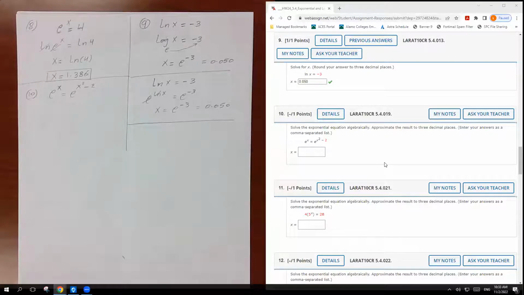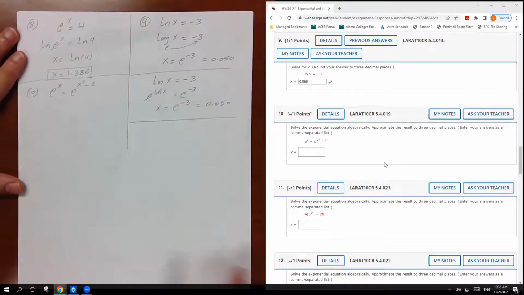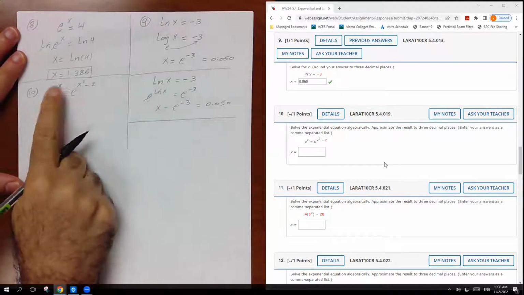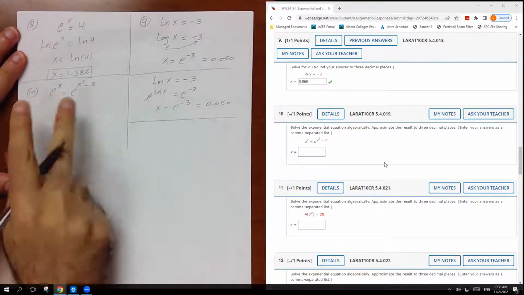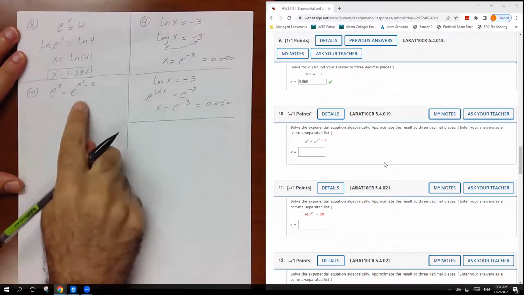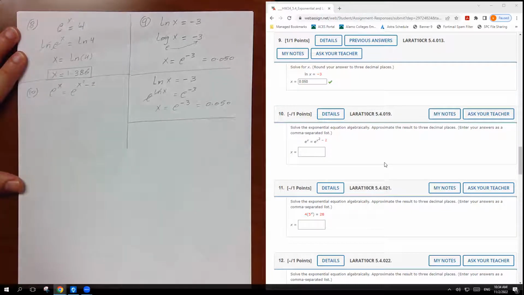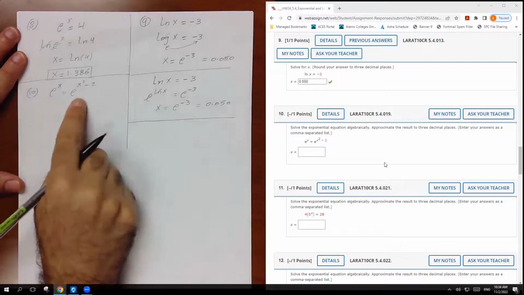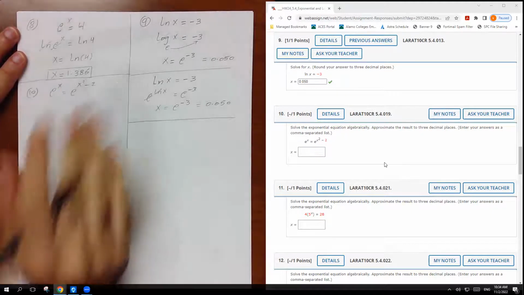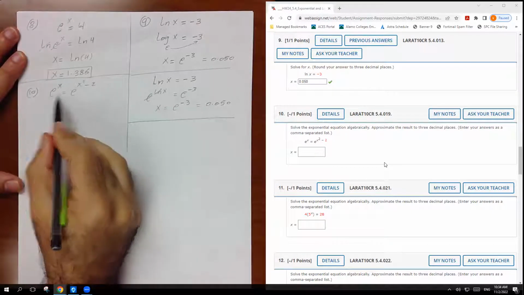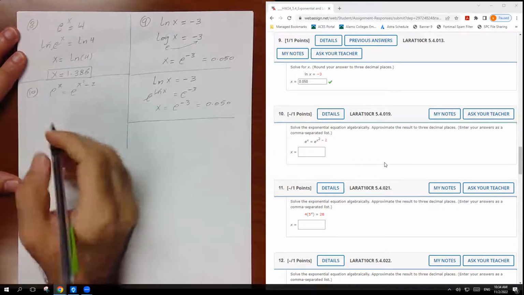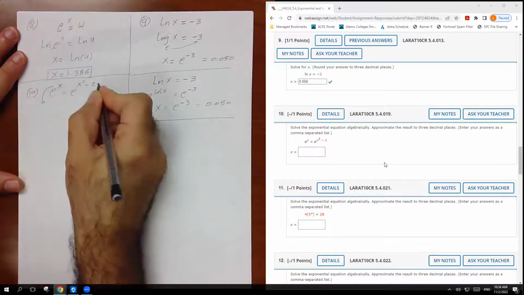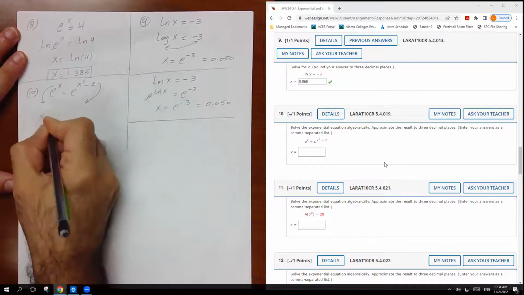Example 10. Also, there are two methods to solve this example. The easiest one: if we have equal bases, that means we have equal exponents. Or you can take ln of both sides by using the one-to-one property: if x equals y, then ln x equals ln y. Both are going to be right. It's up to you which one you're going to use.